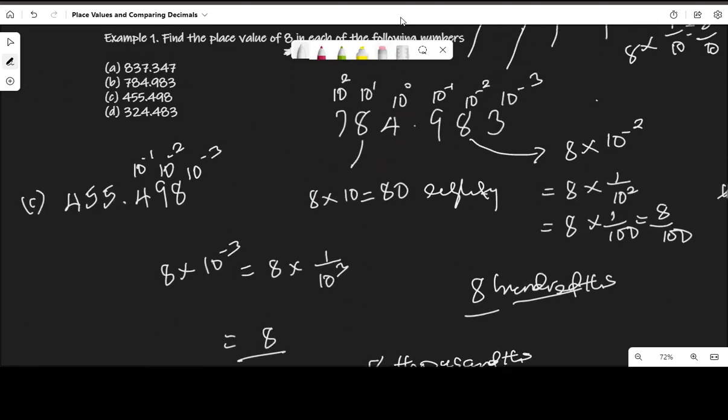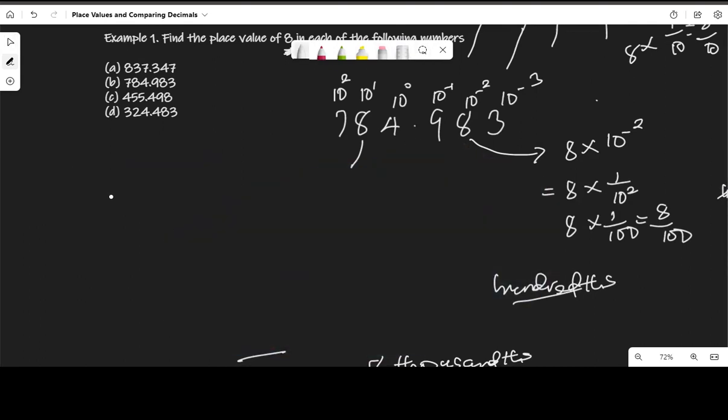Let me get rid of some of this so we have enough space to work with. The last one we have is 324.483. Again, my 8 is right here in the decimal part, so let me start with the decimal right away: 10 to the power negative 1, 10 to the power negative 2, and 10 to the power negative 3.